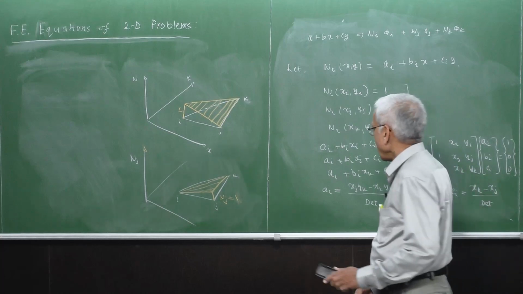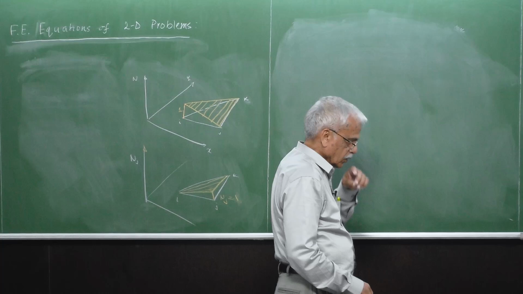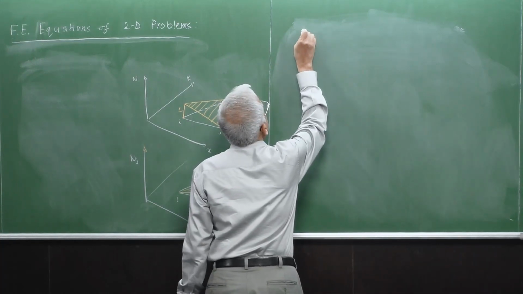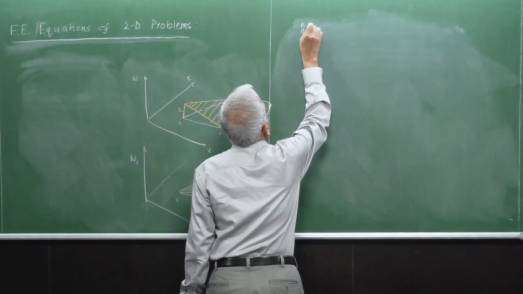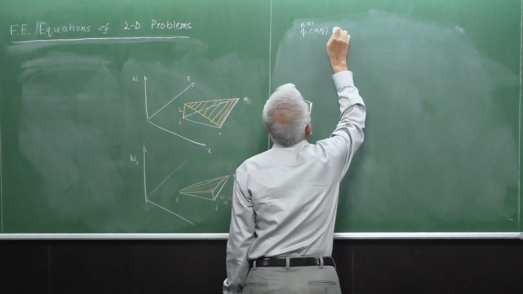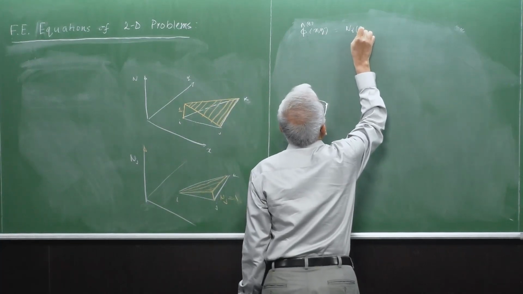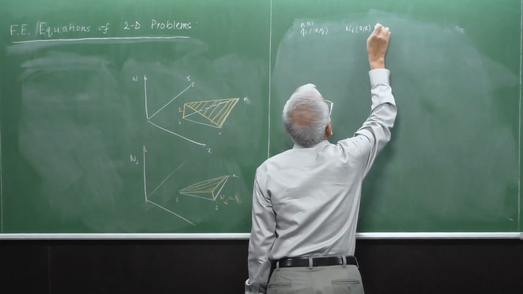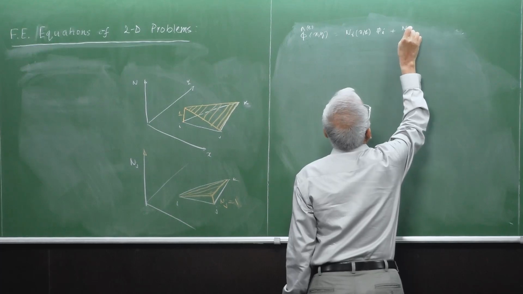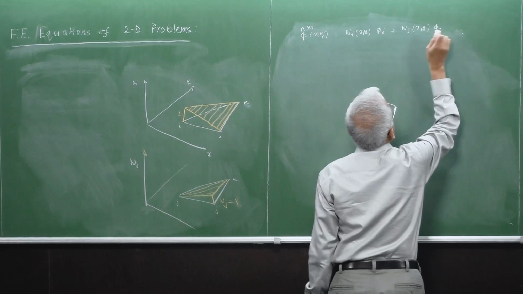So these shape functions are systematically done in this manner. So now let's move on. Let's derive the finite element equations. So remember, the basic thing is that the phi of the element is Ni, a function of x y, times phi i. So this is the basic thing.